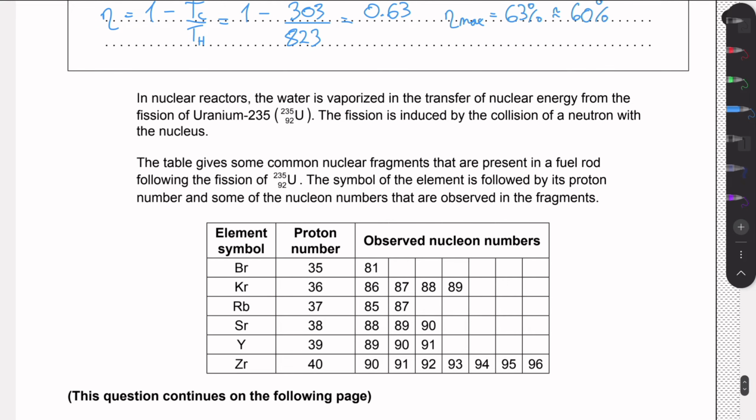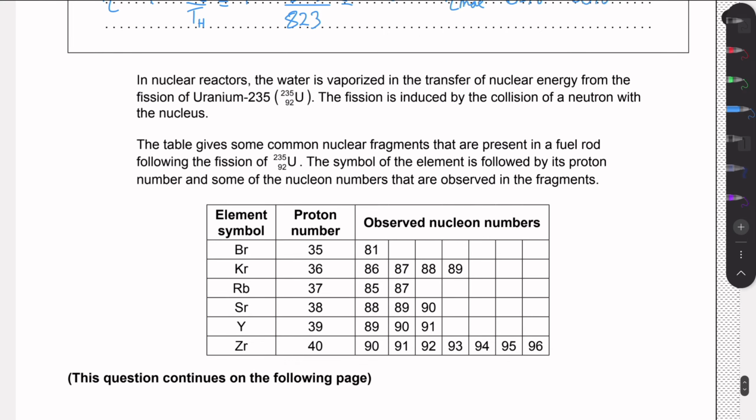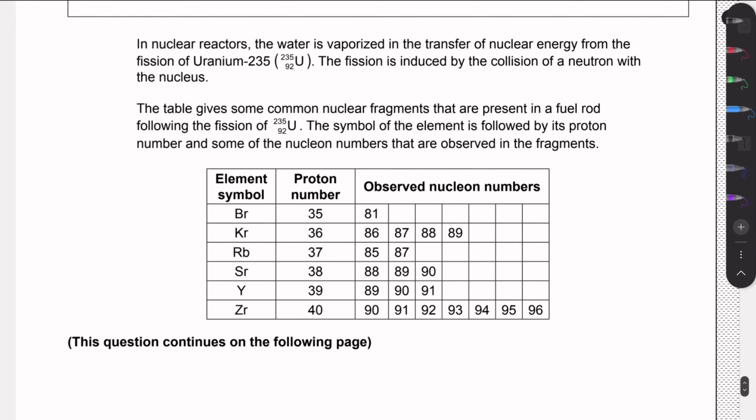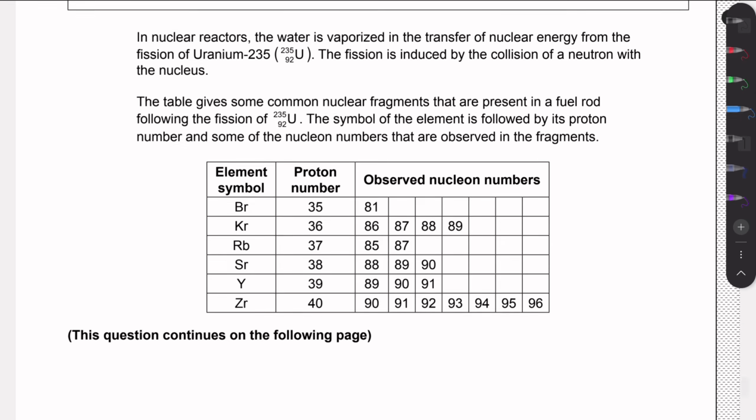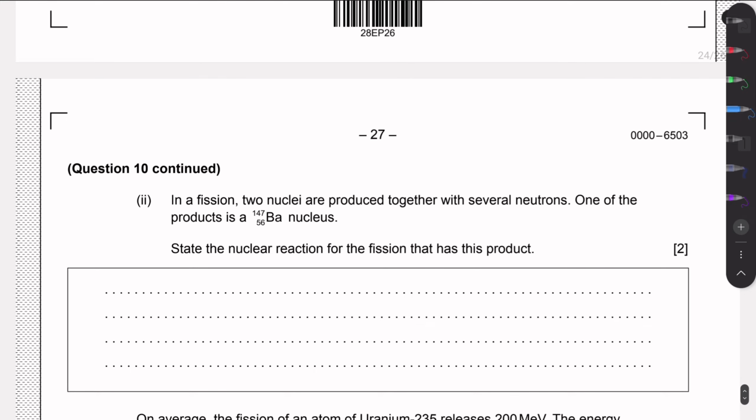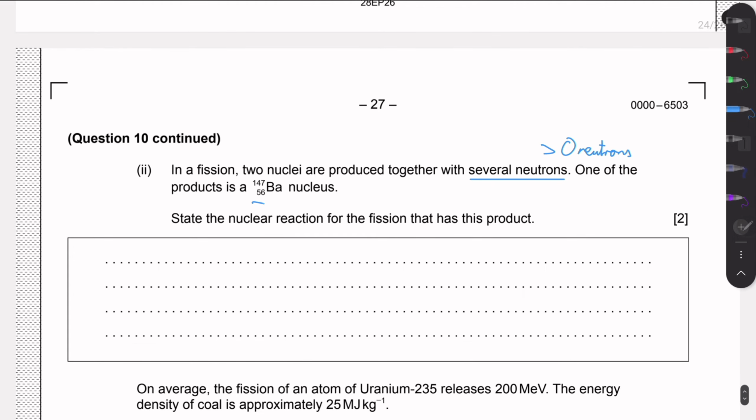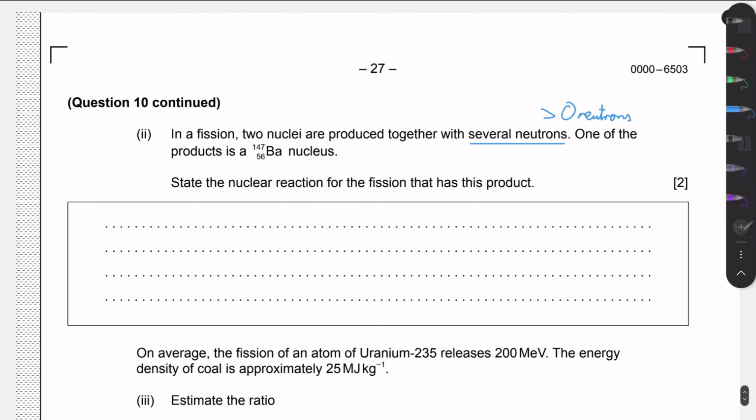And then now we have a fission. We get energy from uranium-235. And yeah, so fission is induced by colliding a neutron with this nucleus, and we'll have some common fragments that can be produced from this reaction. And we are told in a fission of two nuclei, two nuclei are produced with several neutrons. So this will be important. So this means that we get more than 0 neutrons. So we must be producing neutrons. And one of the products is 147 Ba. And we have to state a possible nuclear reaction.